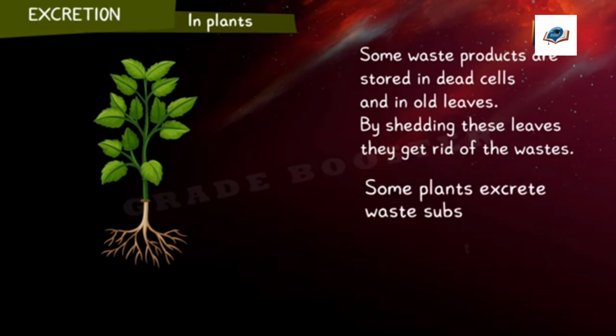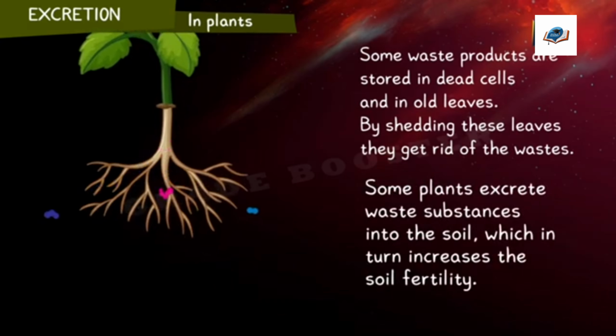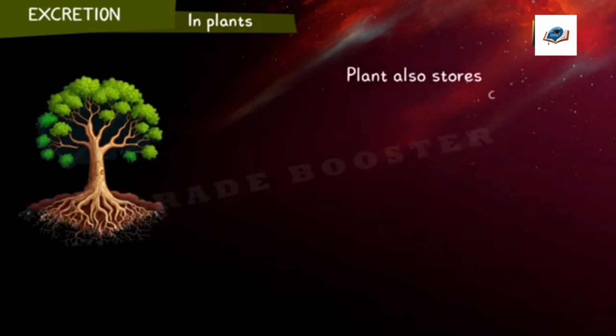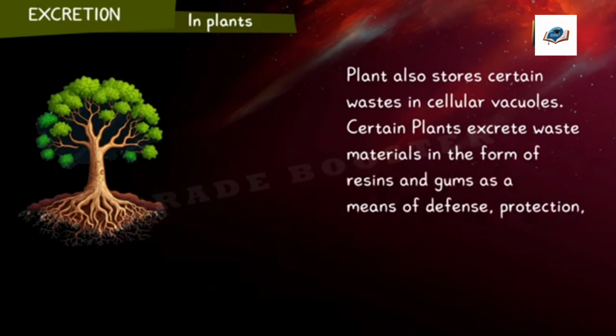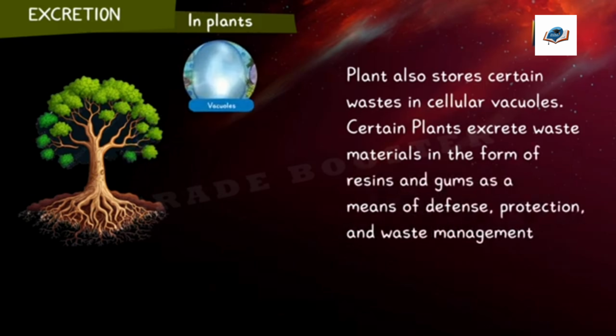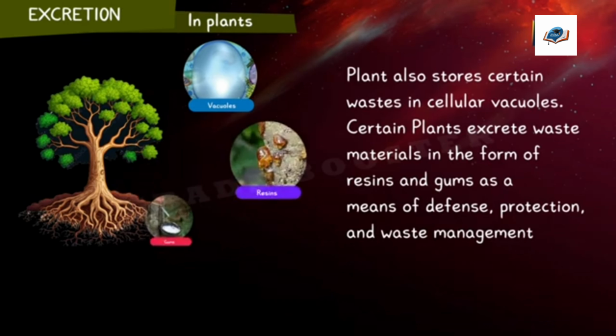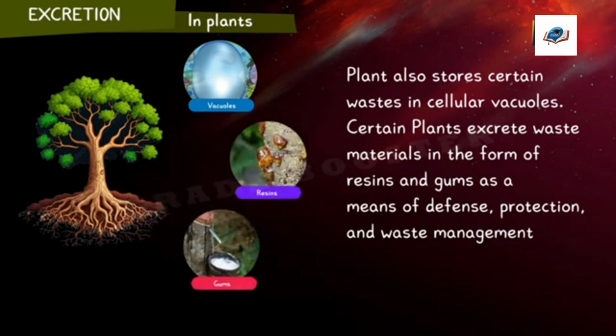Some plants excrete waste substances into the soil, which in turn increases the soil fertility. Plants also store certain wastes in cellular vacuoles. Certain plants excrete waste materials in the form of resins and gums as a means of defense, protection and waste management.